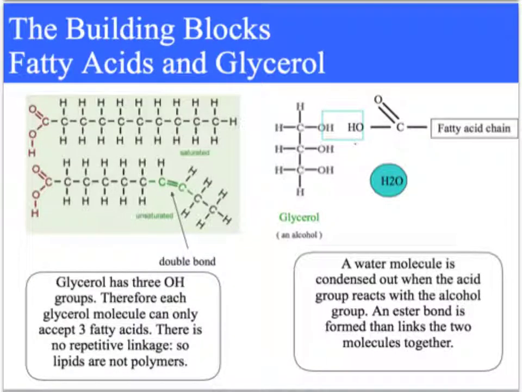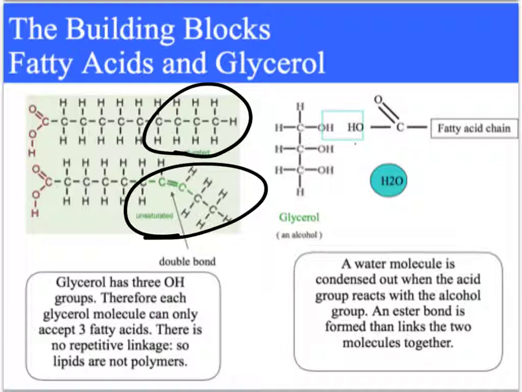So here we have a couple of different pictures of lipids. The top one up here, we've got a saturated and an unsaturated. The difference between a saturated fat, which you tend to find in animal meat, and an unsaturated fat in things like vegetable oil is one sets hard and the other one does not set hard.